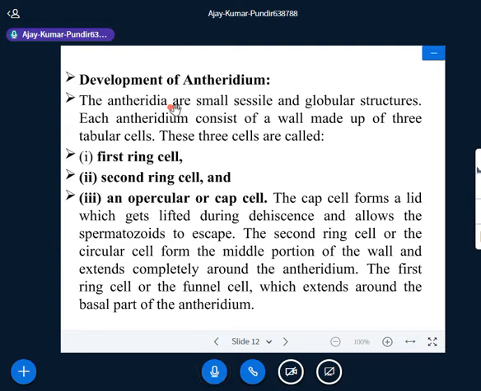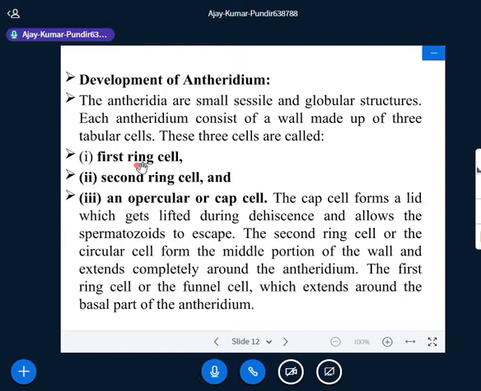What happened during the development of Anthridium? As we know very well, the Anthridium of Osmunda is so small, sessile, they don't have a stalk-like structure, it is globular in shape. Each Anthridium has an Anthridium wall which is very complex. The Anthridium wall of Osmunda is so complex compared to that of other ferns. It is a very interesting feature of Osmunda, that the Anthridium wall is so complex because it is made of 3 different types of cells.